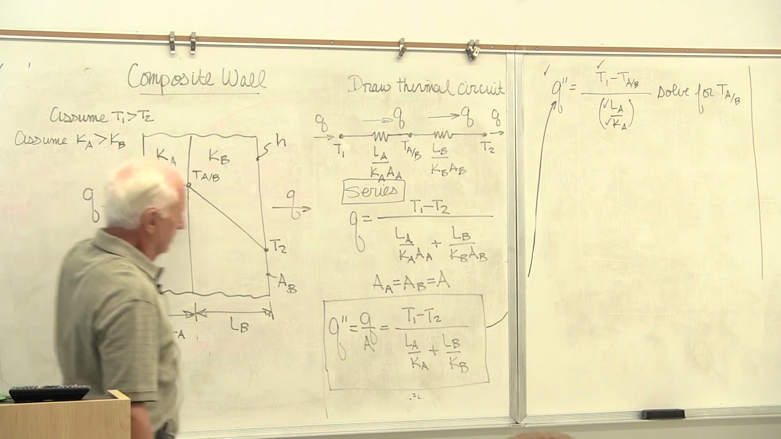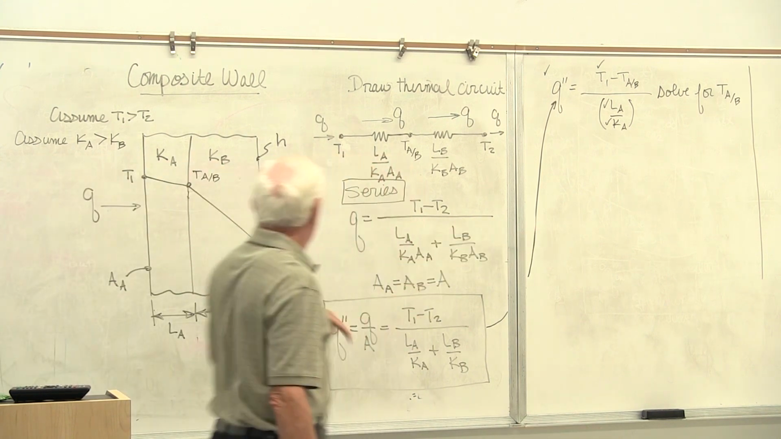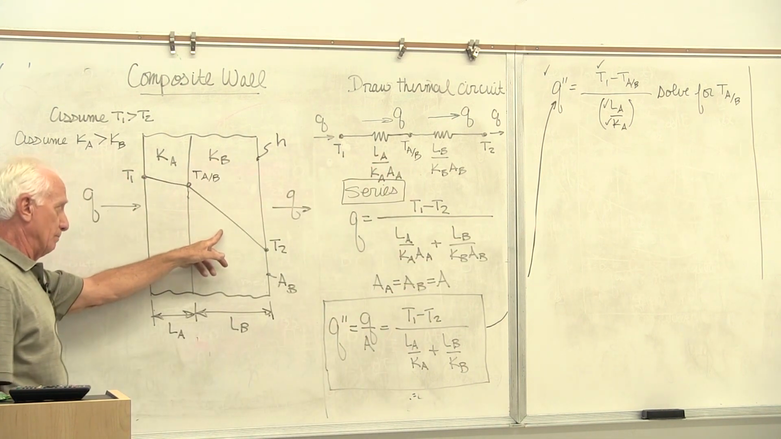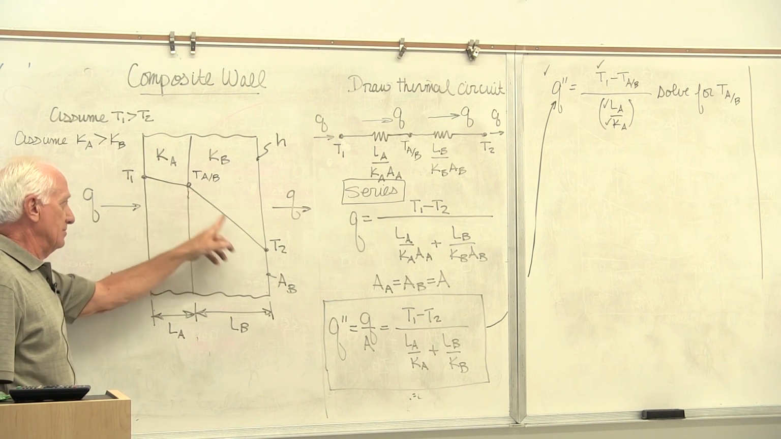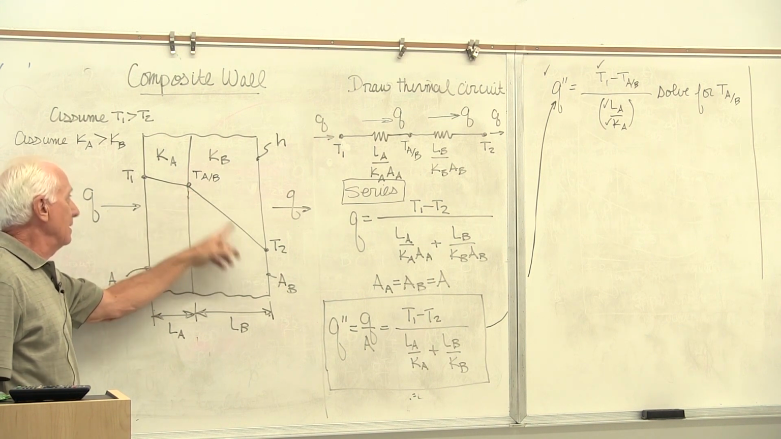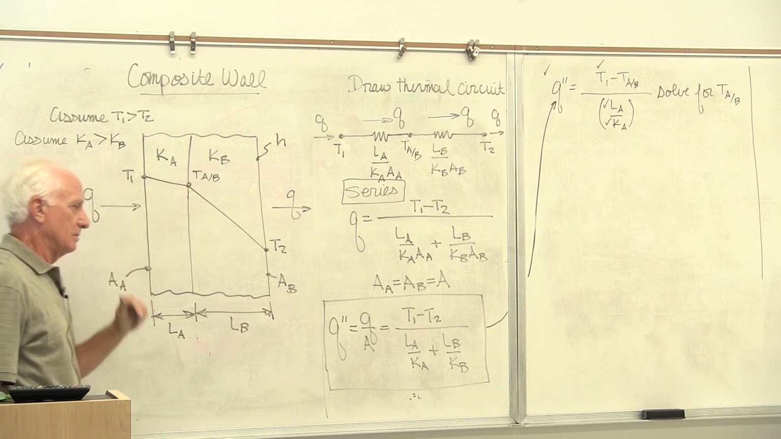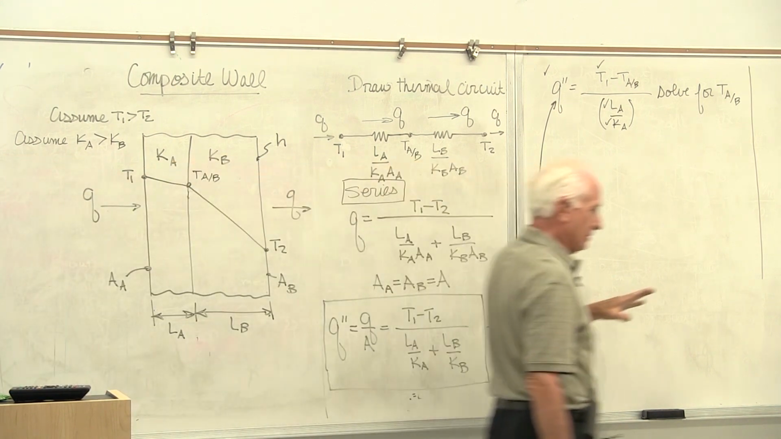The resistance is low for aluminum, but the resistance for the insulation is big. So the temperature changes a lot across the insulation, not too much across the metal wall. But they're both linear.